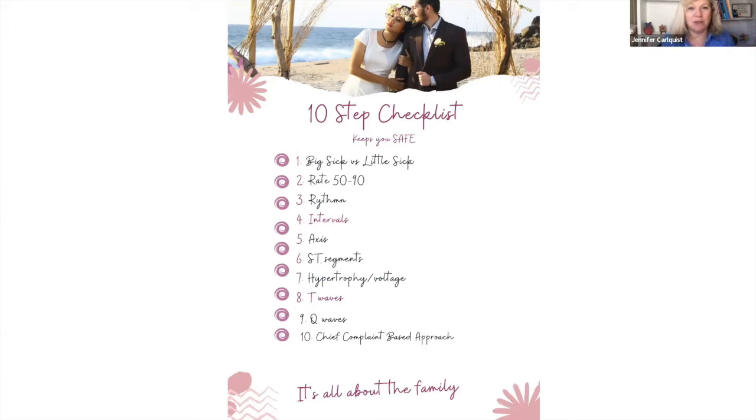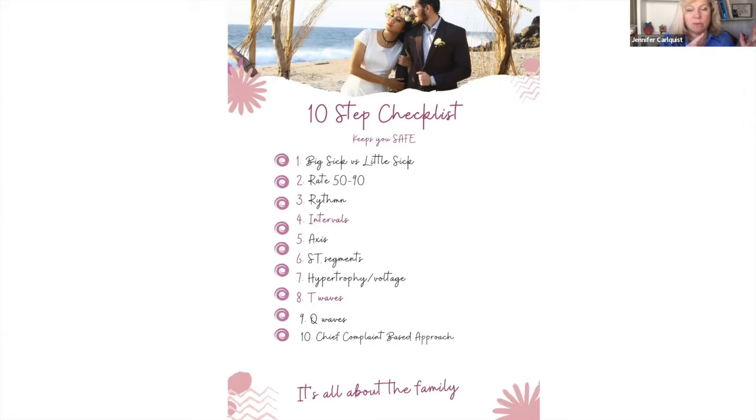The worst thing you can do is dissect Q waves and T waves, right? When they're a STEMI, just get them where they need to go. And if they're not big sick, then you can go through the rest of your steps. So here's how it works. After you do big sick versus little sick, then you do rate as number 2.